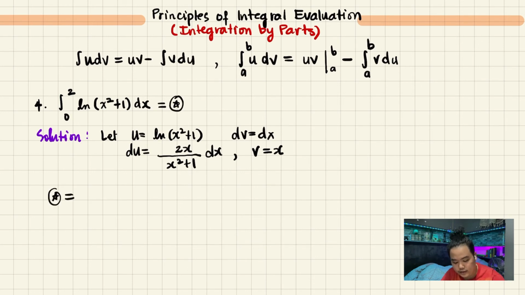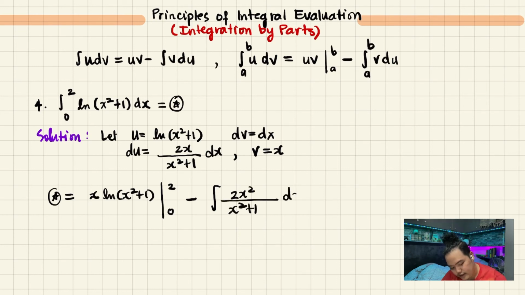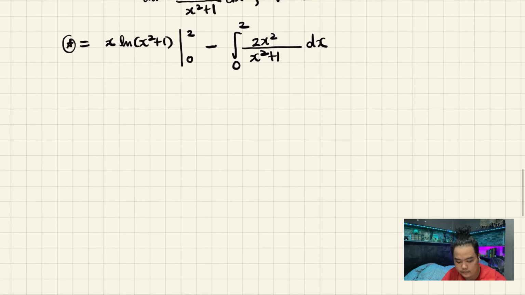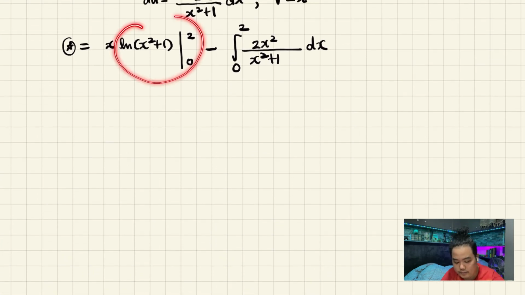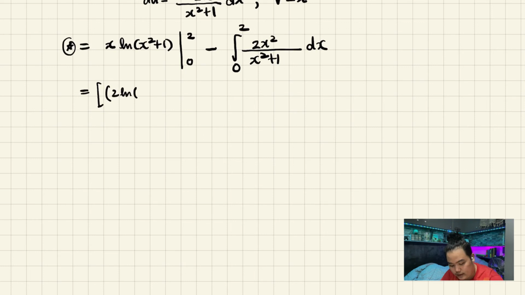So UV, x ln of x squared plus 1. Tapos evaluate daw saan? Kopyahin mo lang yung limit of integration 0 to 2, minus v du. So 2x squared over x squared plus 1 dx evaluated from 0 to 2 or integral nun from 0 to 2. Yung first expression, ito madali kasi pa-plug in mo lang si 2. Anong lalabas? 2 ln ng 5 minus 0 ln of 1.